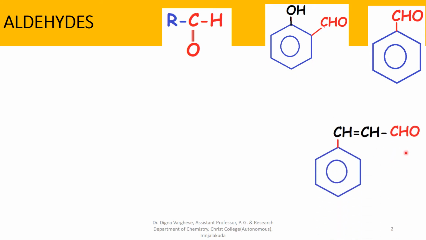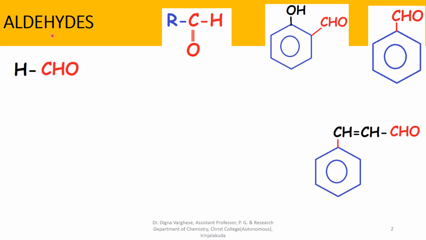Here you can see an unsaturated aldehyde, that is cinnamaldehyde. The CHO group is attached to an unsaturated alkene group containing benzene, so it is known as cinnamaldehyde. So these are aryl groups attached to the aldehyde functional group CHO.